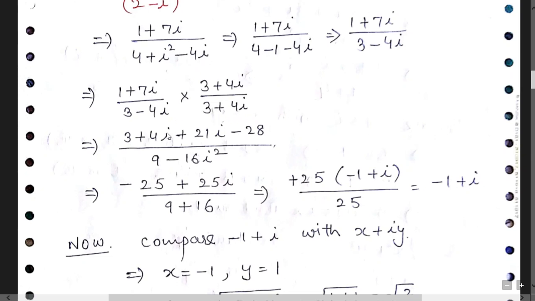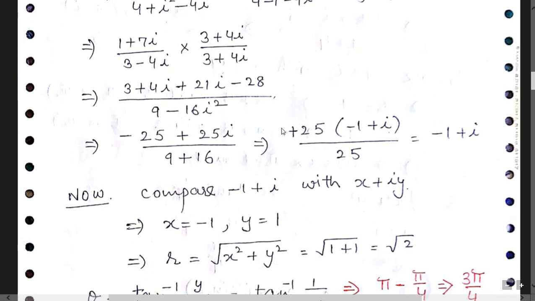1 into 3 plus 4 iota and 7 iota into 3 plus 4 iota. You can multiply easily. It's a simple multiplication and formulae. In the denominator, it's 9 plus 16, and in the numerator, it's minus 25 plus 25 iota. Now you can take 25 common. In the numerator, it will become minus 1 plus iota, and in the denominator, it's 25. You can cancel 25. The answer is minus 1 plus iota.